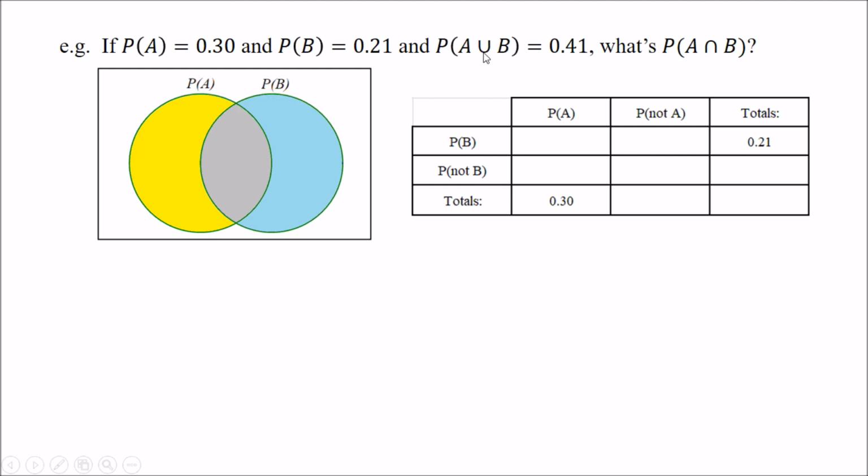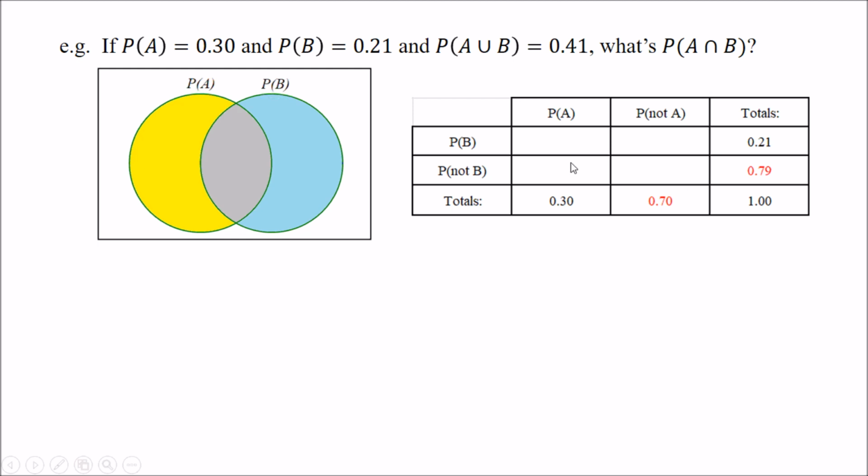And now I'm holding off on the probability of A or B. That's 0.41, because the probability of A are these two boxes, or means add the probability of B, which would be those two boxes. So really that's the total of those three boxes. Well, remember, the total probability has to be 1, so this number should be 1, which means I can figure out these numbers next, 0.7 and 0.79.